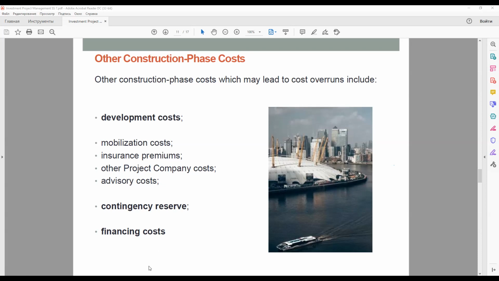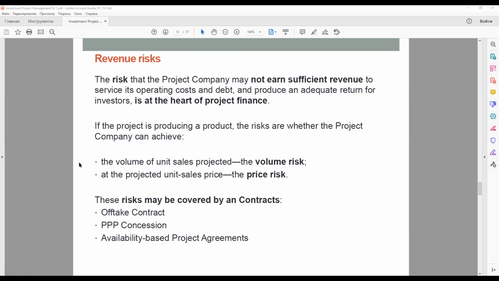Okay, let's continue to revenue risks. The risk that the project company may not earn sufficient revenue to service its operating costs and debt and produce an adequate return for investors is the heart of project finance. If the project is producing a product, the risk is whether, assuming it is able to operate as projected, the project company can achieve the volume of unit sales projected, that is the volume risk, and at the projected unit sales price, that is the price risk.